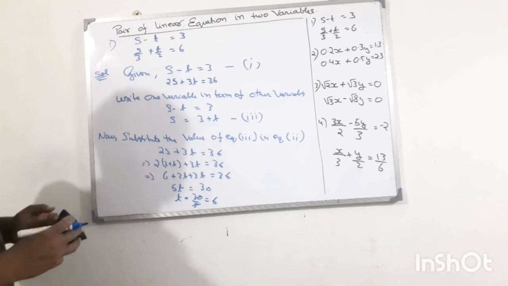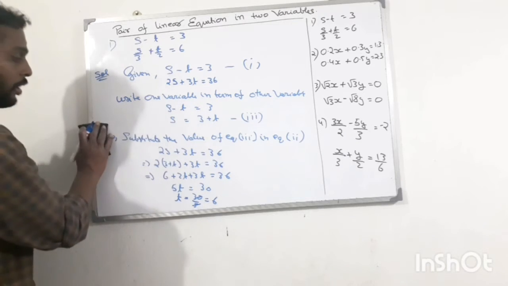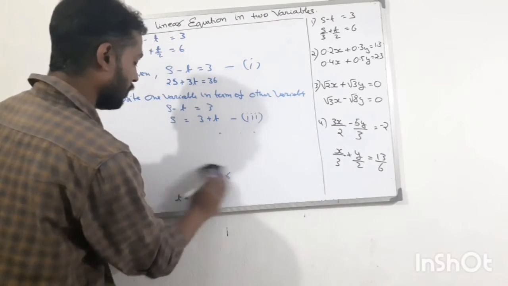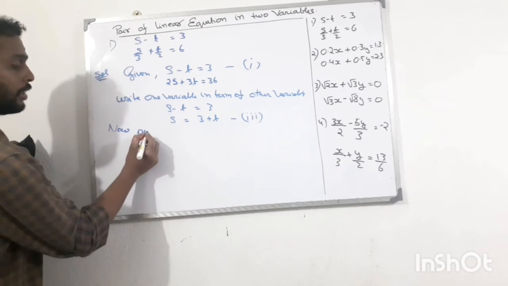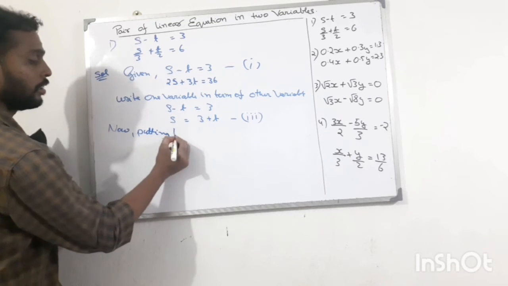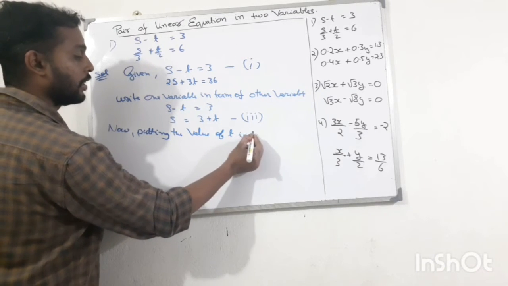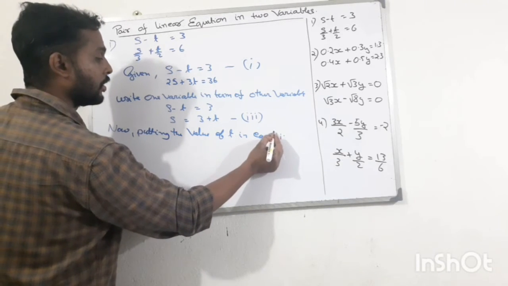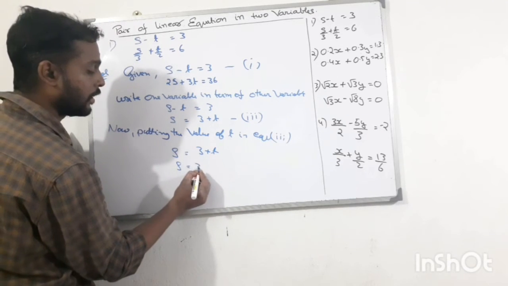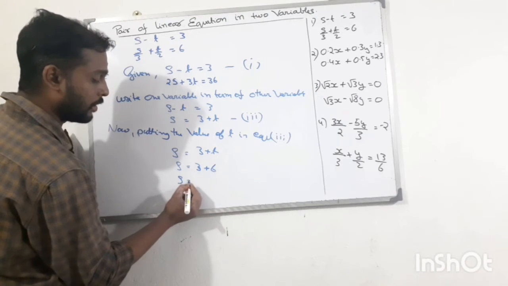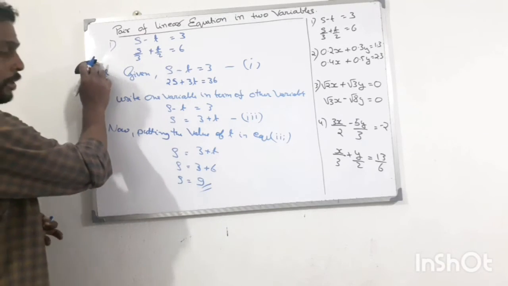The t value is 6. Now putting this t value in equation 1 or in equation 3. Now putting the value of t in equation 3: s is equal to 3 plus t, and we got t is equal to 6. So s is equal to 9. So like this way we can solve our first question. So quickly moving to the second question.